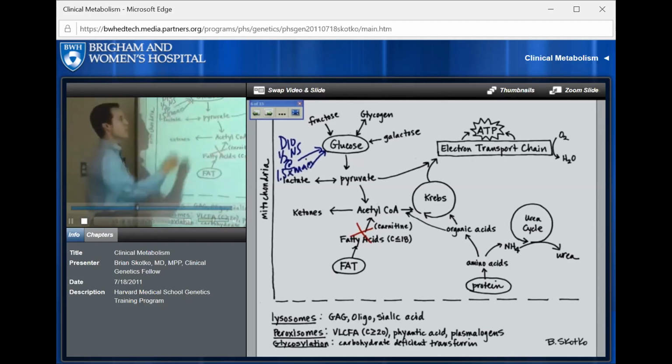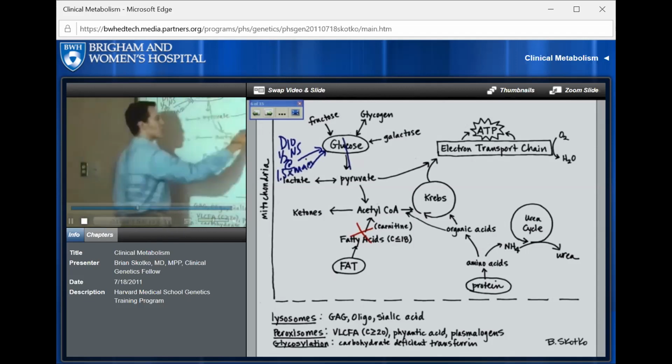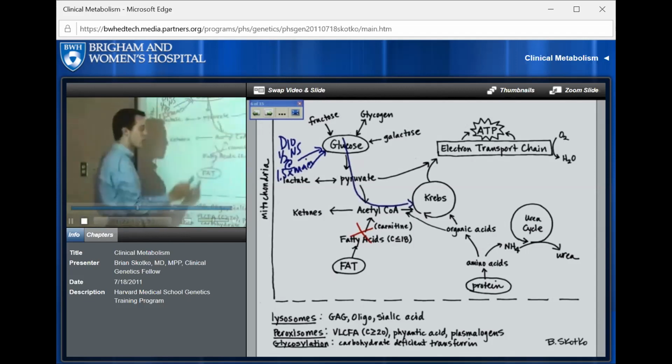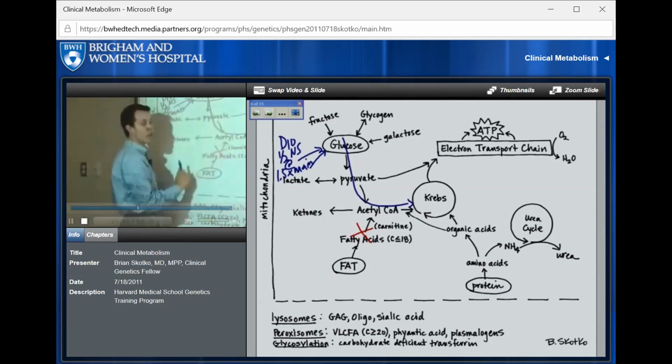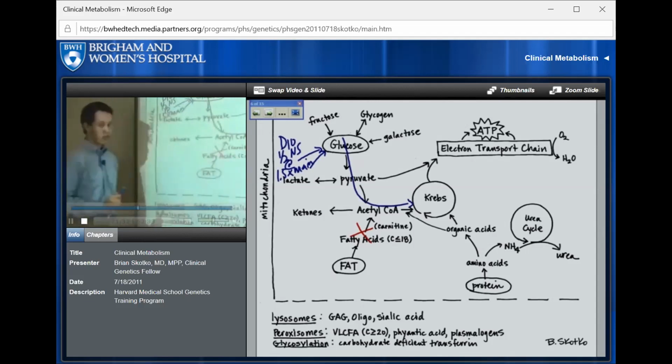And why do we do that? We want to tell the body, keep on using this corridor. Keep on using this corridor. Don't even think of trying to break down fat as a source of energy, because once they start to do that, you're going to have some fatty acid oxidation disorders.